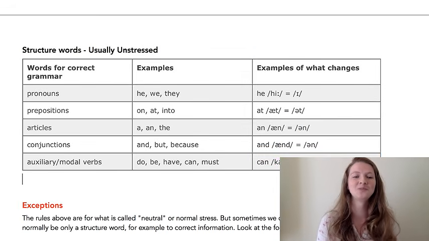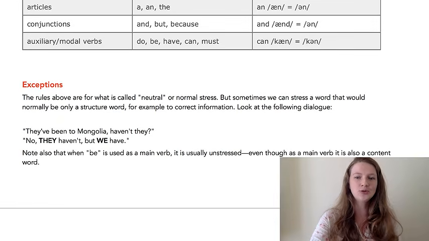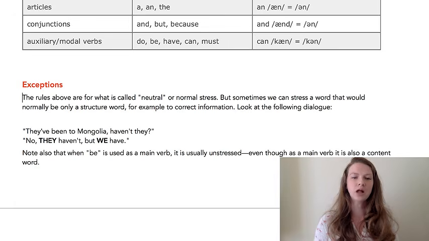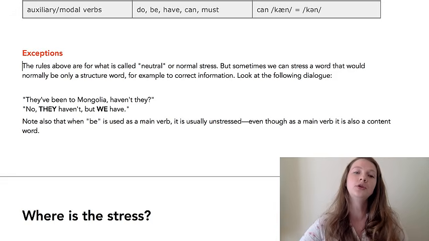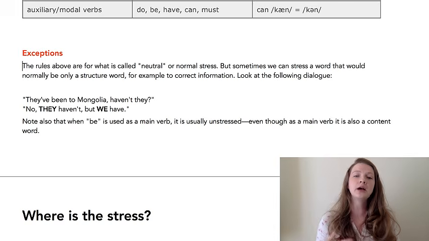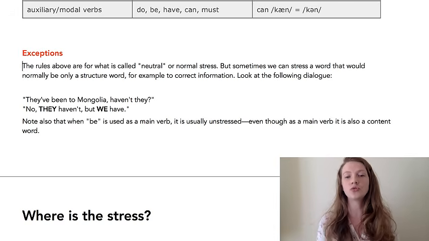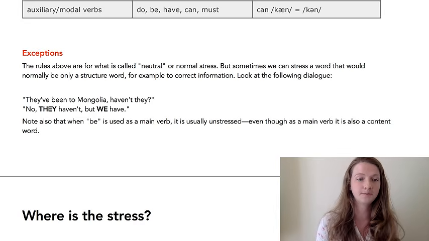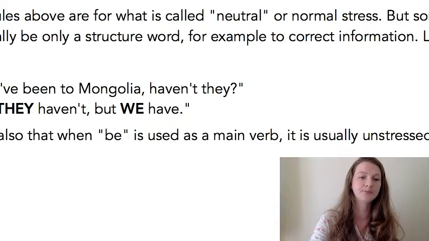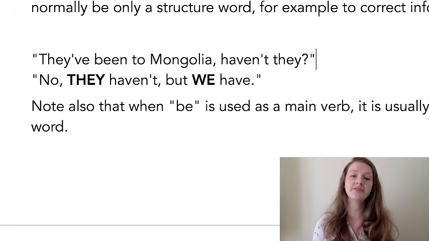Not I can. Some exceptions to this rule are, I'll read it from here actually instead of explaining. It might confuse people. So the rules above are for what we call neutral or normal stress, but sometimes we can stress a word that would normally be only a structure word. For example, to correct information or to show contrast. Look at the following dialogue. They've been to Mongolia, haven't they? Let me zoom in here, then we can see. They've been to Mongolia, haven't they?